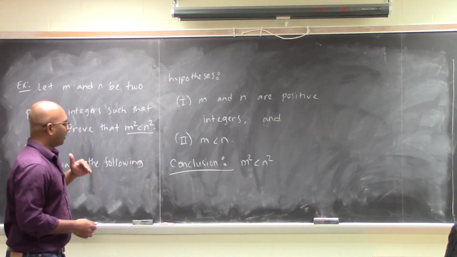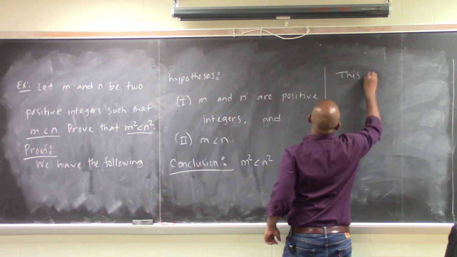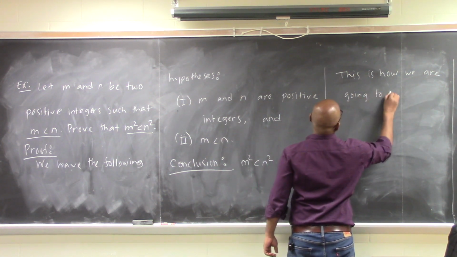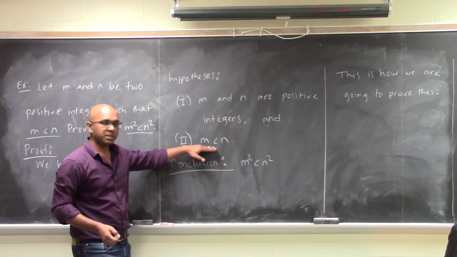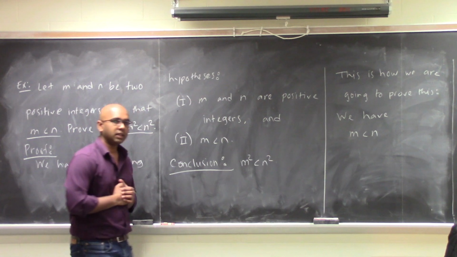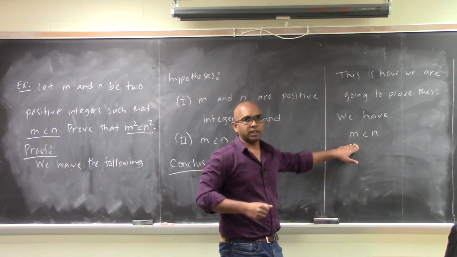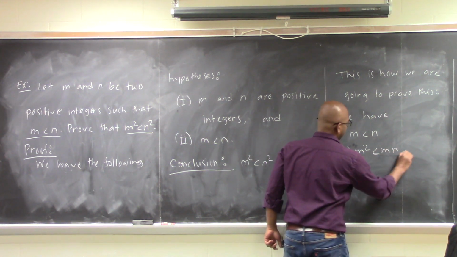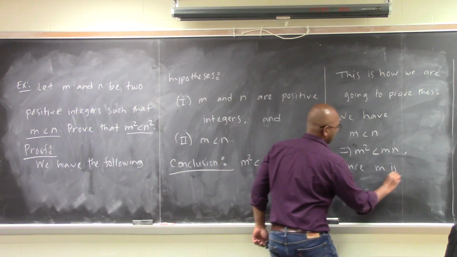Okay. So let's see how we can prove this thing from those two hypotheses. Notice what we have. We have m is less than n, right? And we also have m a positive number, right? So now if you have an inequality, and if we multiply both sides by a positive number, what happens to the inequality? It does not change, right? So that means m squared is less than m times n. And why is this true? This is true because m is a positive number.